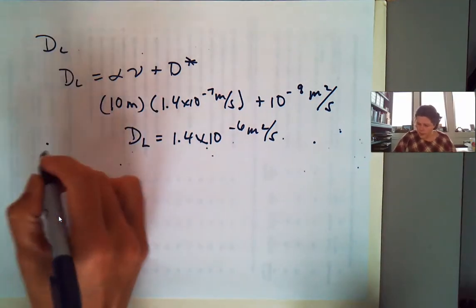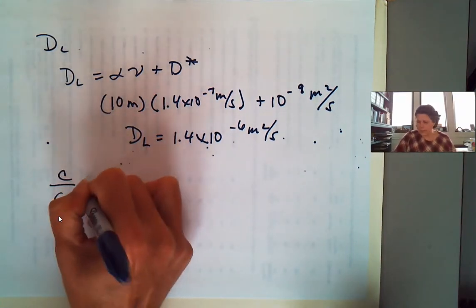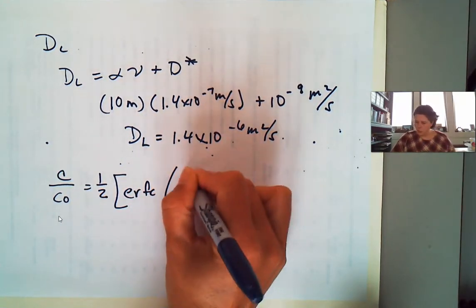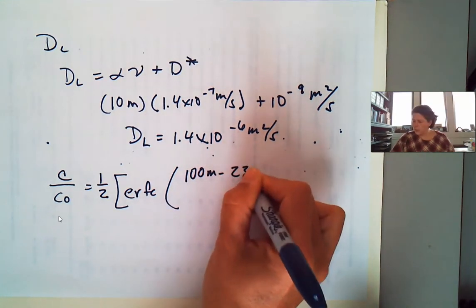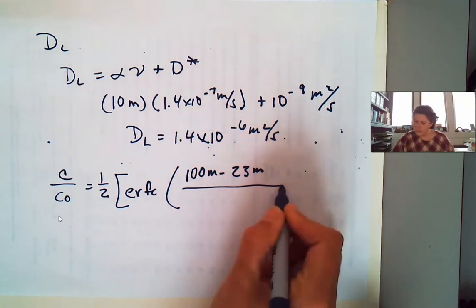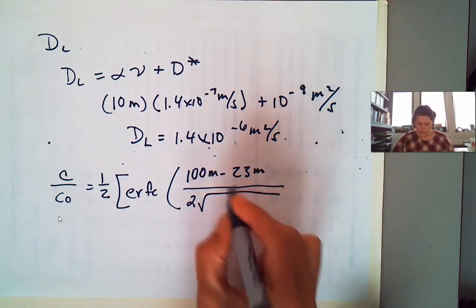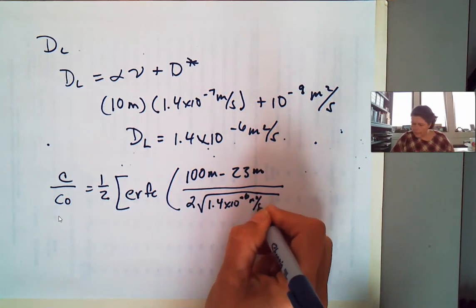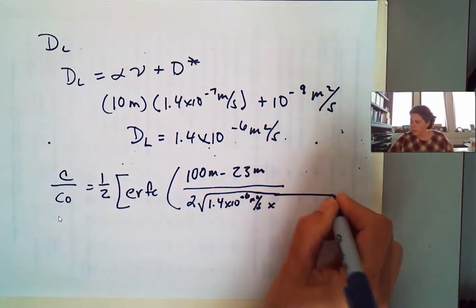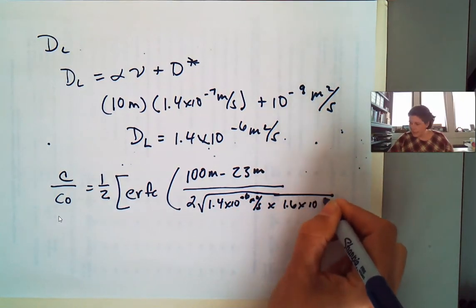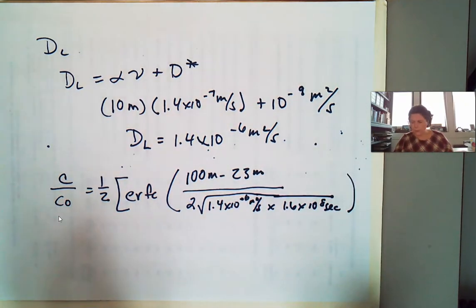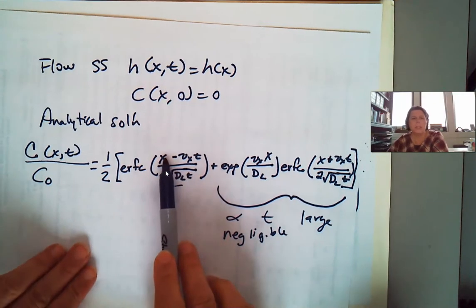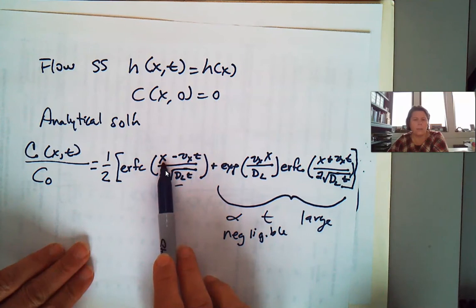We have our concentration over concentration naught equals 1/2 the error function coefficient of 100 meters minus 23 meters, divided by the square root of 1.4 times 10 to the minus 6 meters squared per second times 1.6 times 10 to the 8th seconds. So the 100 meters is because we're looking at the change in the x, so how far away these were, 100 meters.